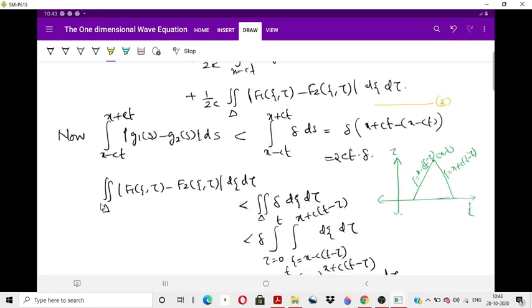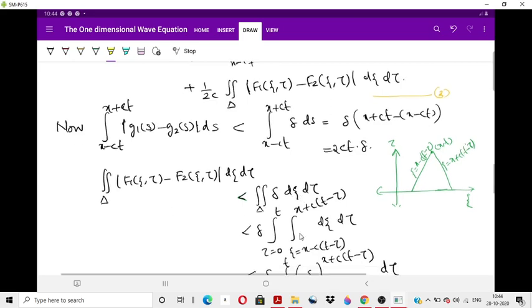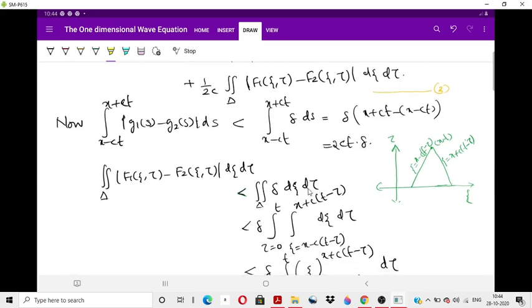Double integral over the characteristic triangle delta of mod f1 of theta, tau minus f2 of theta, tau d theta d tau will be less than the double integral of mod f1 minus f2, which is again strictly less than delta. So it is delta into d theta d tau. Now we have to integrate d theta and d tau. The integral of d theta will be theta, and then we have to apply the limits.